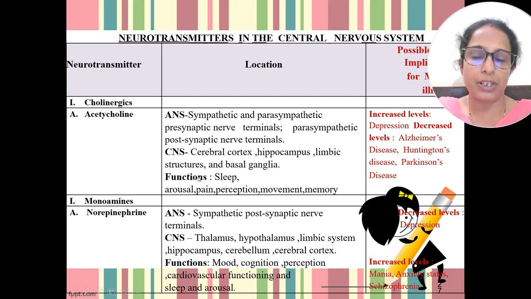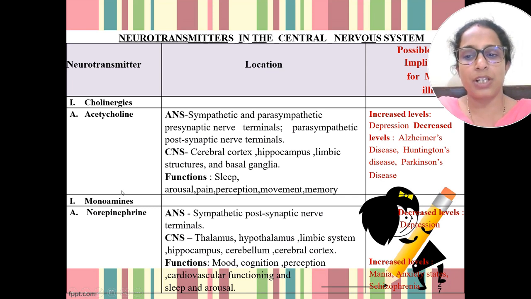What is the role of acetylcholine? It is responsible for our sleep, arousal, pain, perception, how we are perceiving, our movements and memory. So if the level increases, what will it cause? It will cause depression. If the level decreases, it will cause Alzheimer's disease, Huntington's disease and Parkinson's disease.